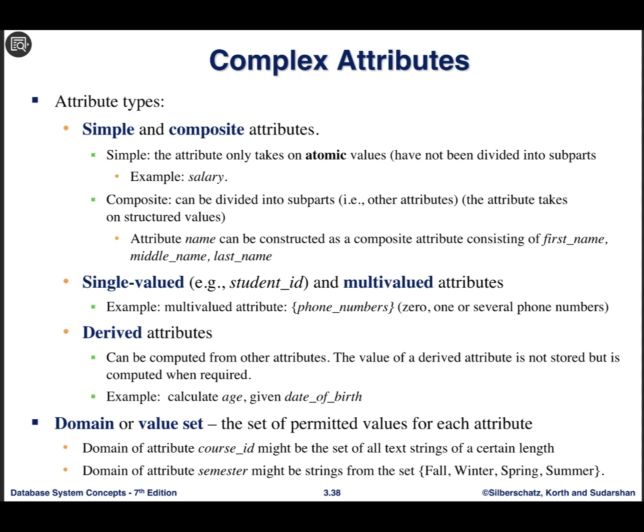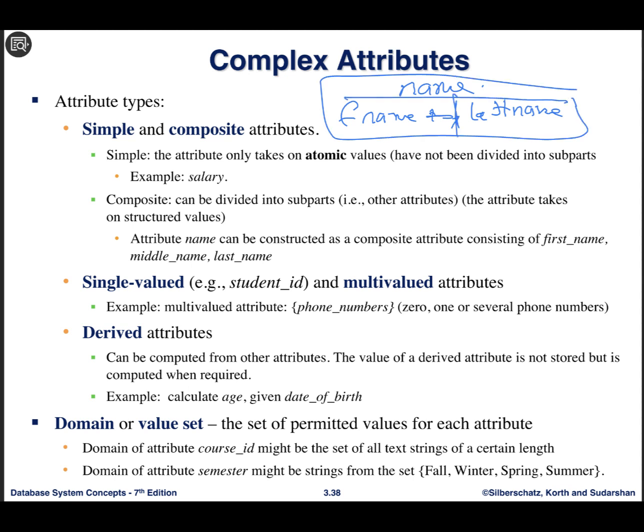For example, the attribute might be name, and the name is going to be first name, middle name, and last name. That is called a composite attribute: the attribute name can be decomposed into first name and last name. Another attribute might be address, which can be decomposed into street number, house number, zip code, city, state, and so on.